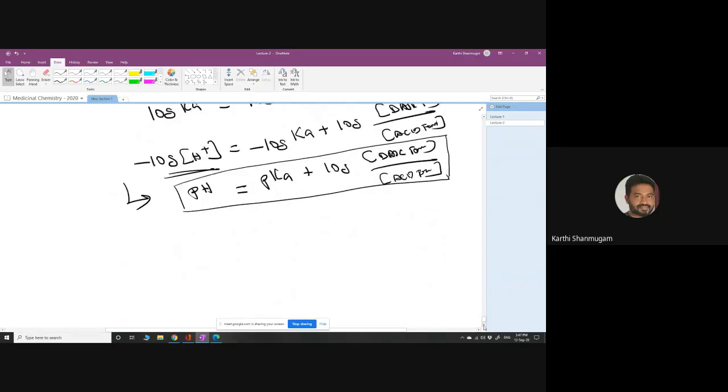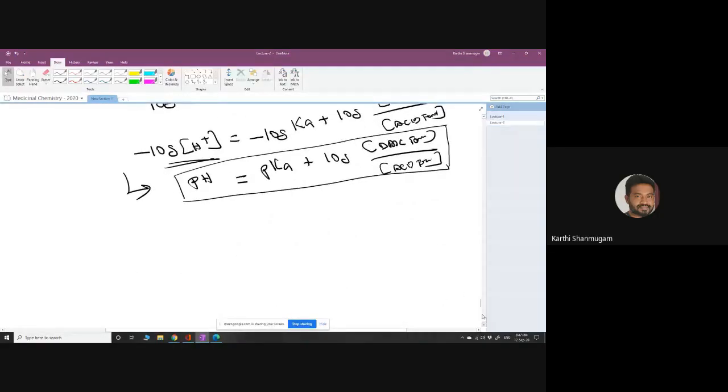I'll go to the next concept. Before solving the problem, I just wanted to draw some structure. Say, for example, if we have some structure like this, C double bond O, OH. The first question is, can you tell how many carbons are in this structure? I just wanted to see your understanding of the structure first. How many carbons are present in this compound?